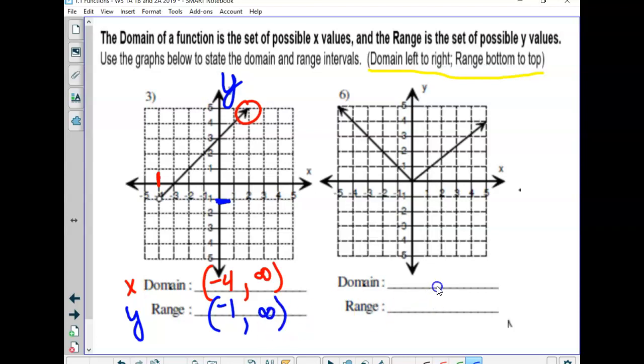Is it -infinity to infinity for both on the next one? No. Left to right? Yes. X values go -infinity to infinity. But range, there's a bottom, right? What is the bottom y value? 0. And is it hitting? Well, there's no open circle there, so we have to include 0. And then it points up. Both ends. You good on that, Martin?